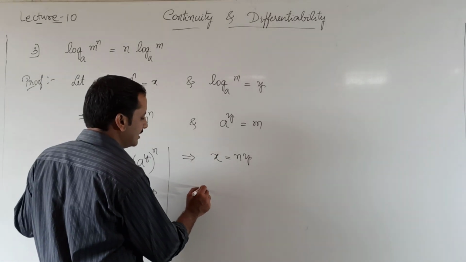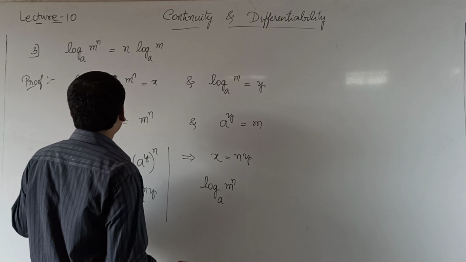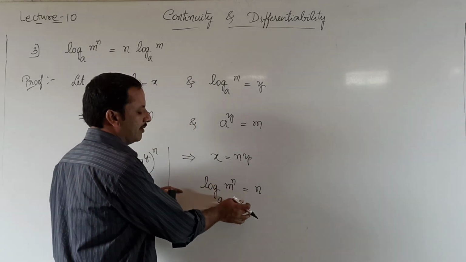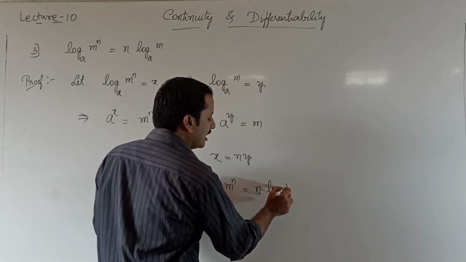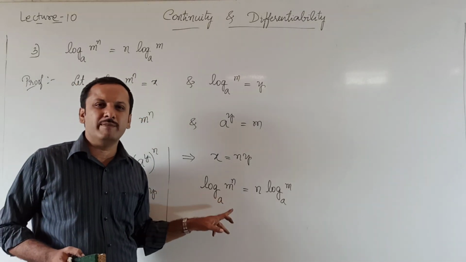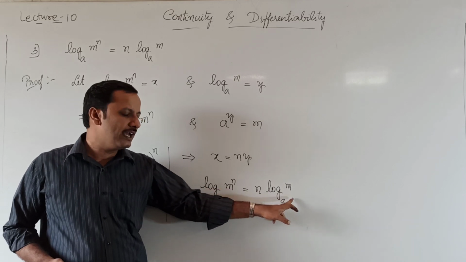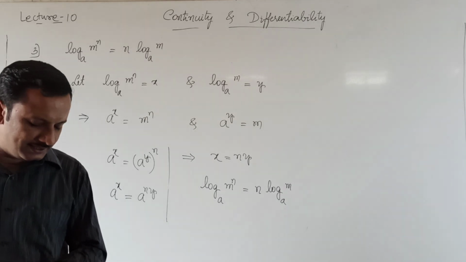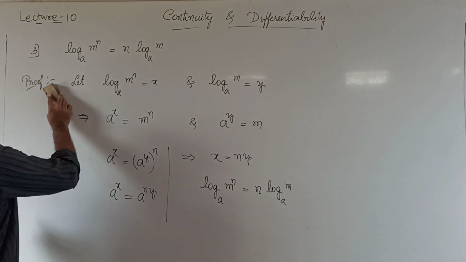Substitute. What is x? Log m power n to the base a is equal to n into y. In place of y, I will write log m to the base a. So log m power n to the base a is equal to n into log m to the base a. This is the third property. Let us look at the fourth now.